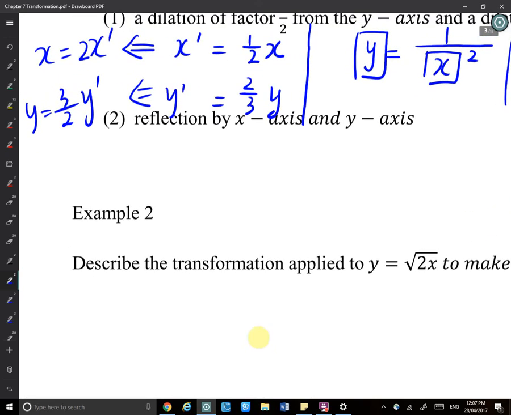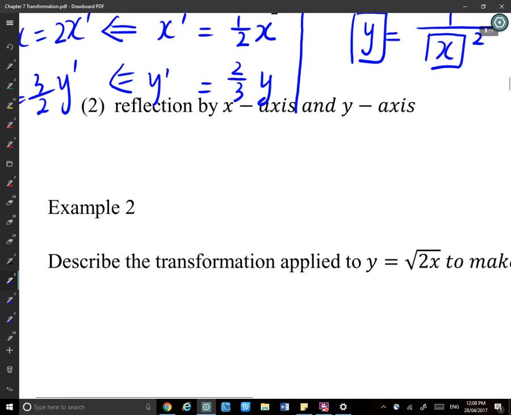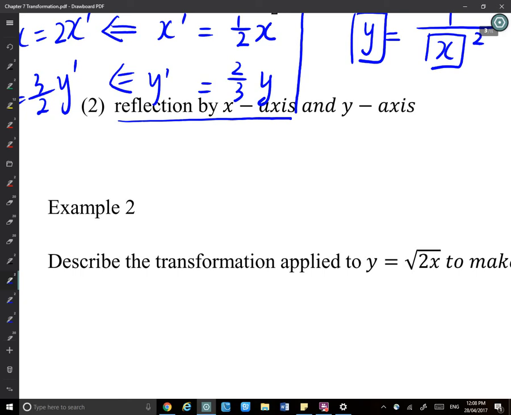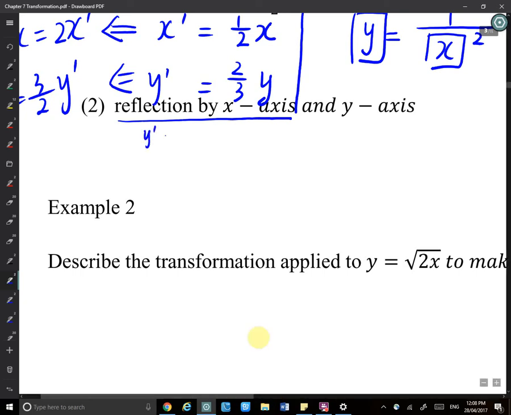Okay, the next one we have is reflection. Reflection by the x-axis is changing what value? Reflect by the x-axis is changing the y value. So y dash equals negative y. And reflect in the y-axis is changing the x value. So x dash equals minus x.